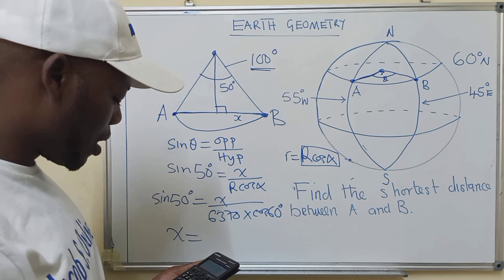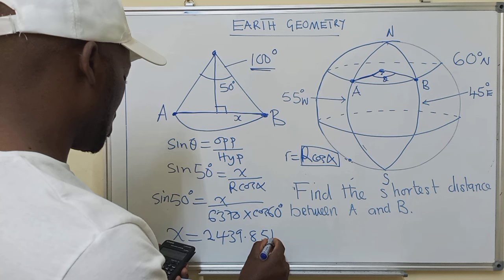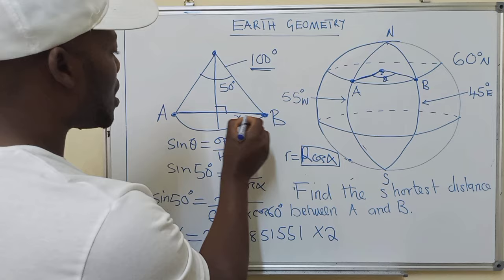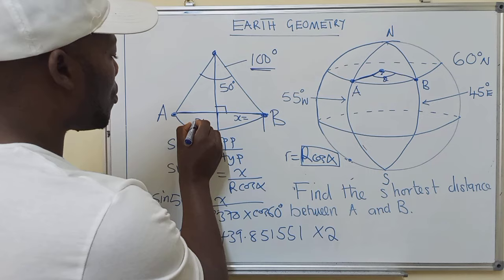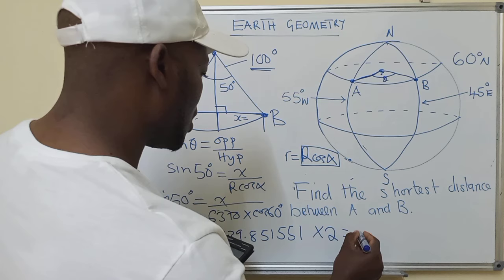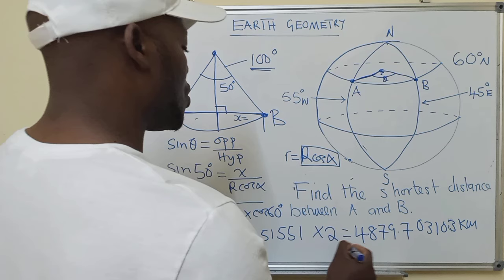We're getting 2,439.851551. Now this answer you multiply by 2, because we want to find the distance from here to B. We found x, which is from here to here. Now we say times 2 so that we include this part. We have this x and this x, so we multiply by 2 so that we get the whole distance. The answer we have times 2 gives us the answer that we found in our previous method, in kilometers. So in three significant figures, it will be like this.